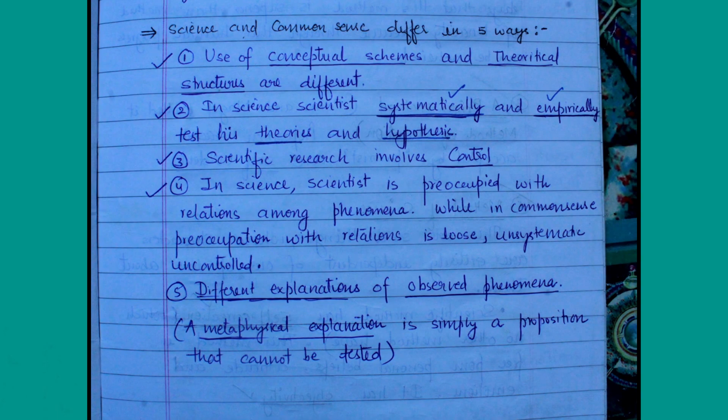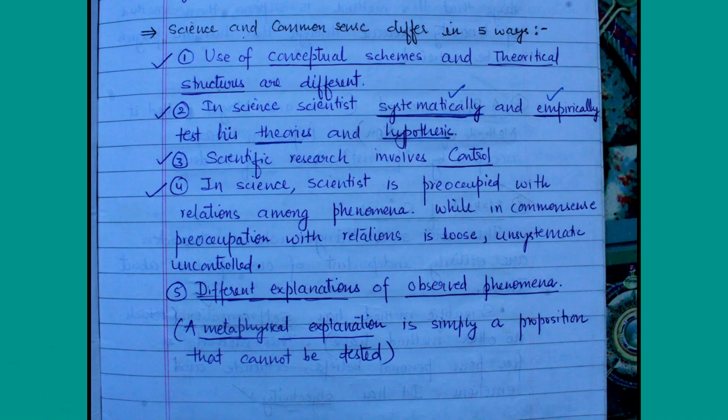So the first difference is, conceptual schemes and theoretical structures are different in both science and common sense. How they are different, we will look into it. In science, scientists systematically and empirically test their theories and hypotheses. Yes, in science we have certain variables we control, because we want to see the effect of independent variables on dependent variables. And then after controlling certain variables and designing our whole research systematically, we draw conclusions based on rejection and acceptance of our hypothesis. So this practice is science.